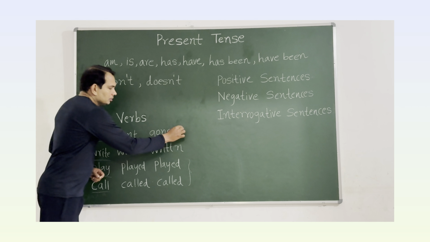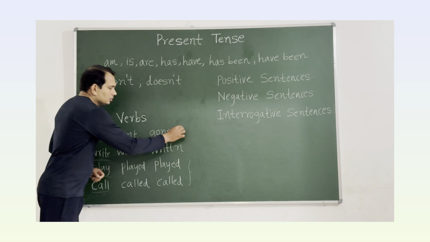We don't say he don't know. It's incorrect, it's wrong, because when the subject is he, she, it, we use the auxiliary doesn't. When the subject is I, we, you, they, we use the auxiliary don't. In this example, we have used the verb play. I don't play cricket. The verb play remains the same.